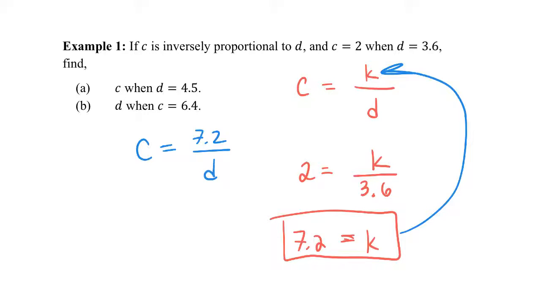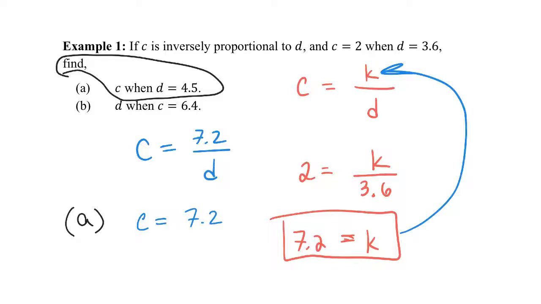Now, I go to part A. Part A says to find the value of c. So let's write down, this is part A now. I want to find out the value of c when d is 4.5. That's what part A tells me. Literally just plug in for d. Just plug in 4.5 for the d value. This becomes c equals 7.2 over 4.5. So that gives me a c value of 72 over 45, right?